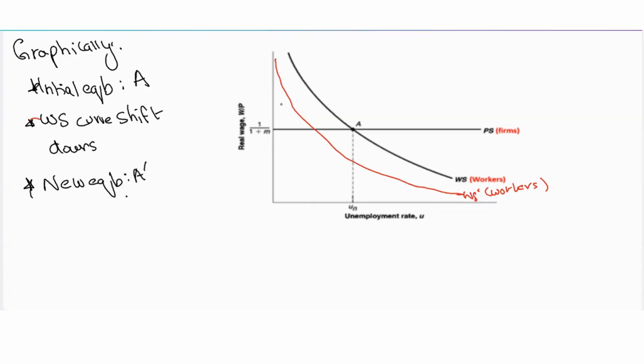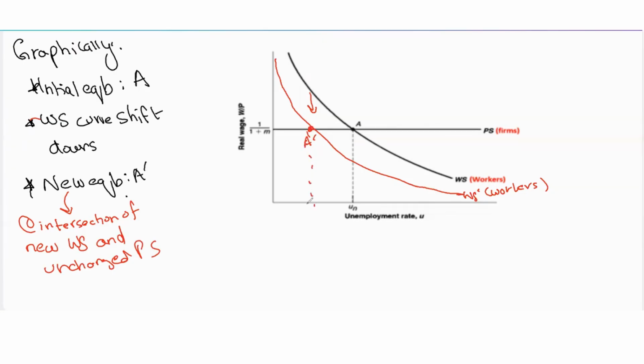So this has essentially shifted down. And this is at the intersection of the new WS and unchanged PS. The PS curve hasn't shifted in this case. So the new equilibrium is over here, A prime, and this is the new natural rate of unemployment, UN. Right? So we can see over here, in the new equilibrium, UN goes down.